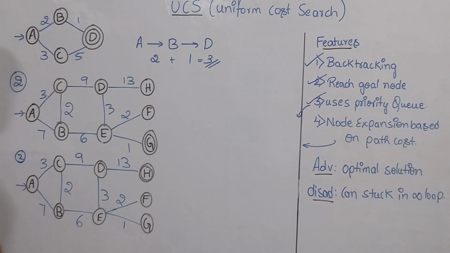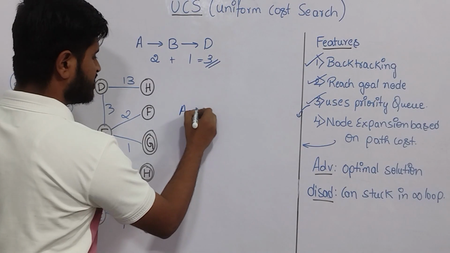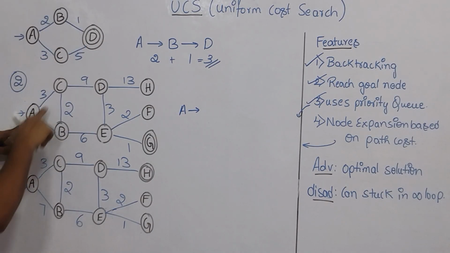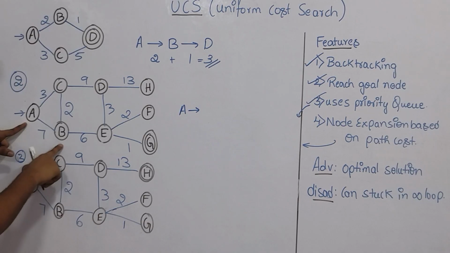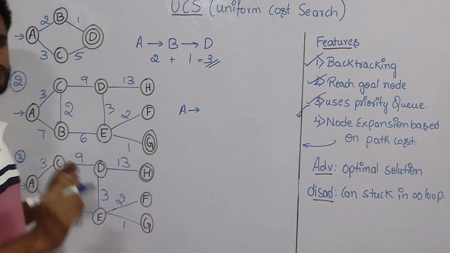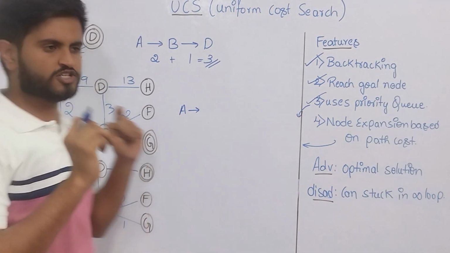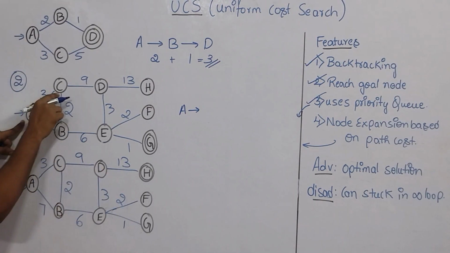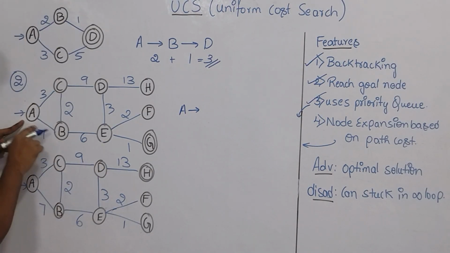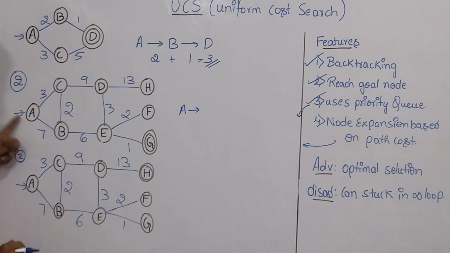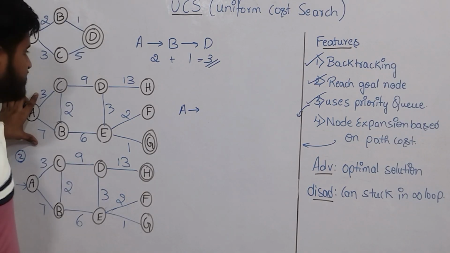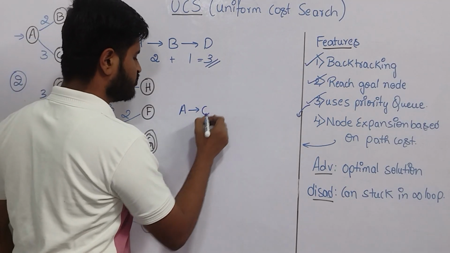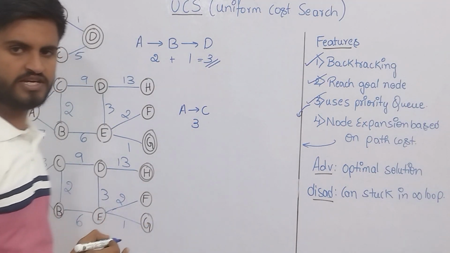Now let's go with the second question. So in the second question, A is my initial node. From A I can go either to C or I can move to B. So which one will I choose? I will choose the least cost path. So from A to C the cost is 3. From A to B the cost is 7. So among 7 and 3, 3 is the smaller one. So I will be moving to C using cost 3.